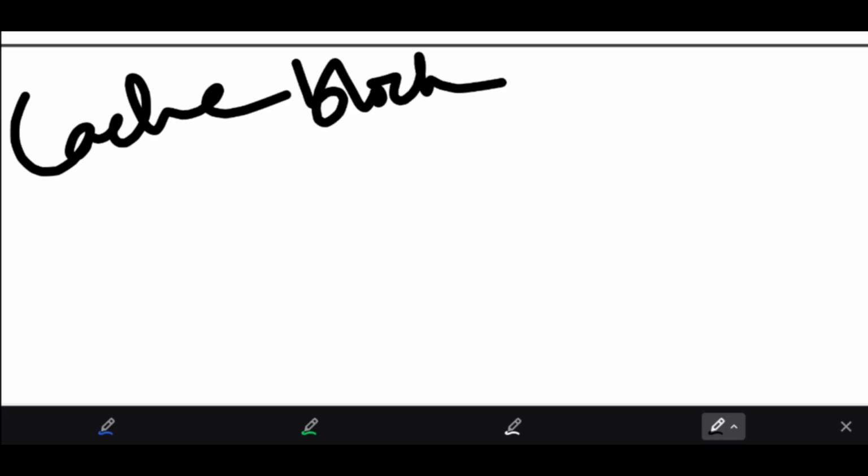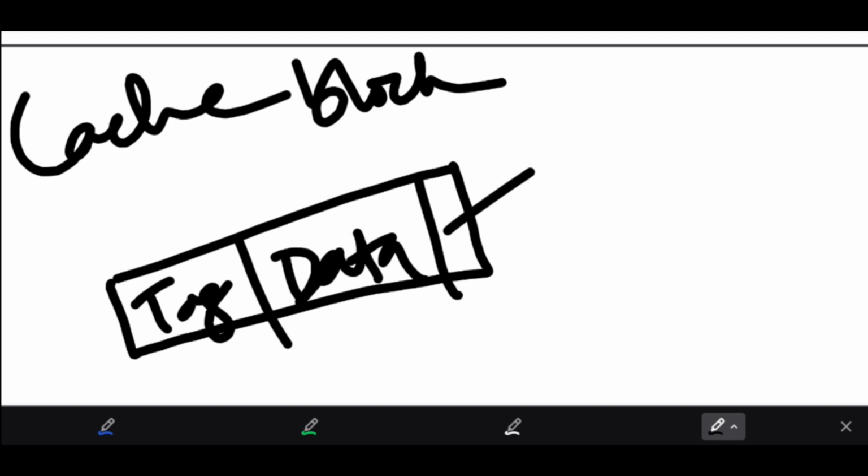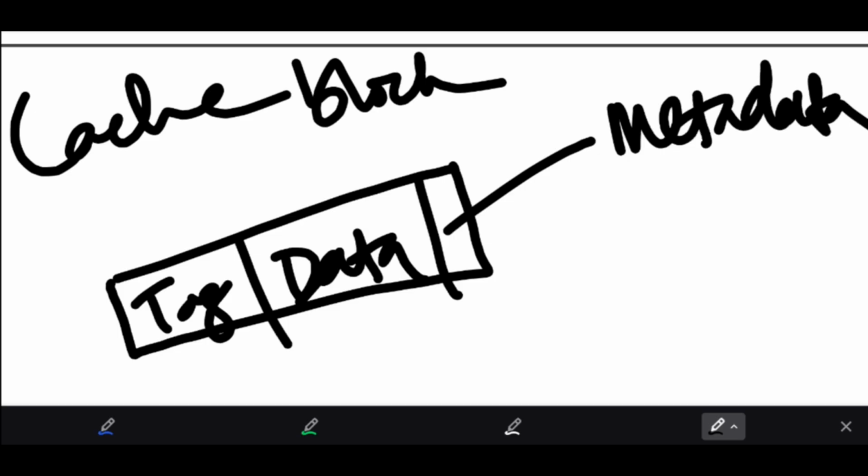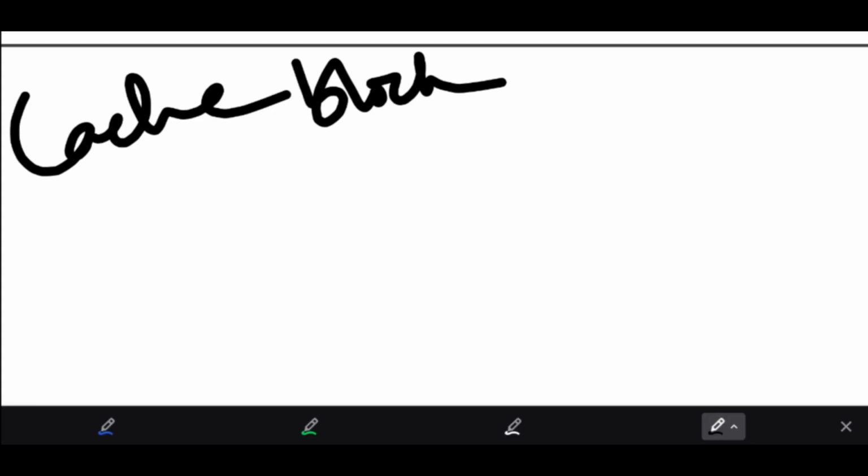As we have discussed, the cache block has mainly three parts: one is tag, another is data, and this is our metadata bit. We have discussed this in our previous video. Let's discuss it more clearly.